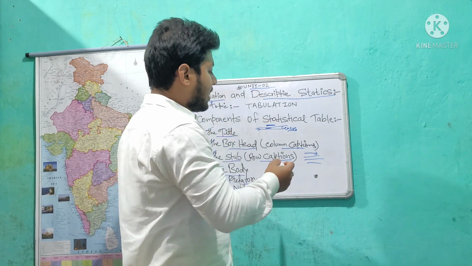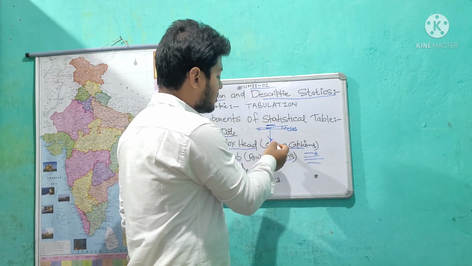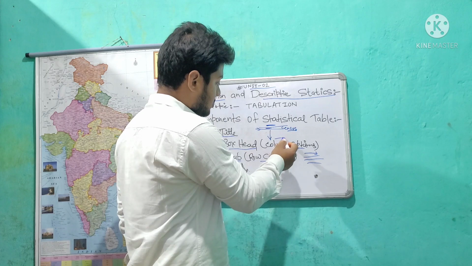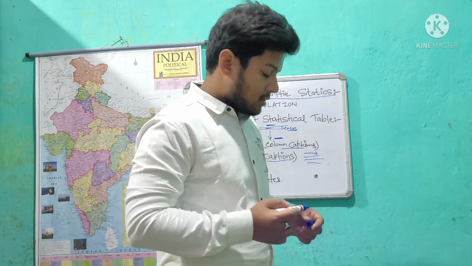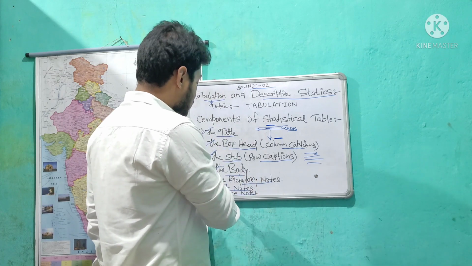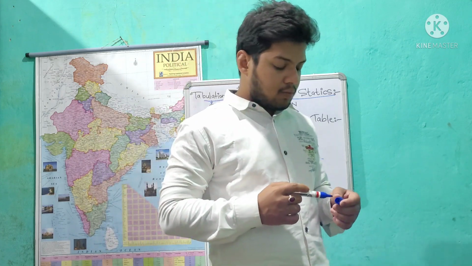It means that we are writing below this, in the bottom, the footnotes. What we are writing here is called footnotes. The next one is source notes. Now see what source notes are and how we are using them.